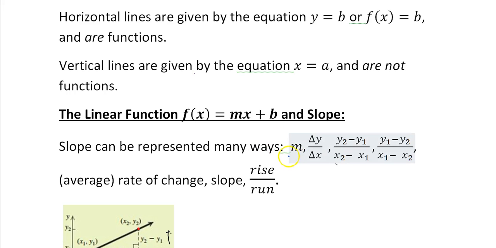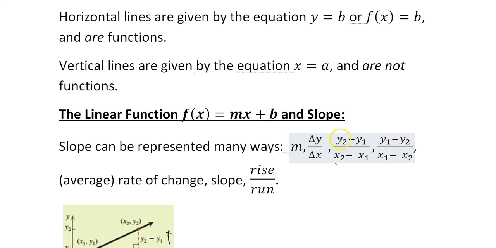So m is slope. Our delta y over delta x. If you're in sciences at all, or talking about medical stuff, the delta means the change in. So you're going to have the change in y over the change in x. That's what delta y over delta x means. Here we have y2 minus y1 divided by the quantity x2 minus x1.